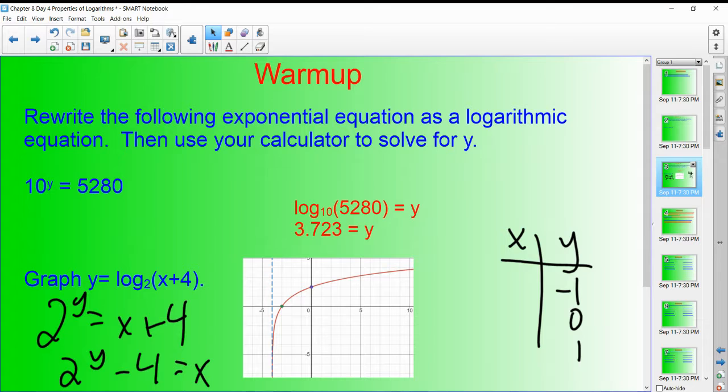So if I put in 1, 2 to the first is 2, minus 4 is -2, so I have -2, comma 1. Put in 0, 2 to the 0 is 1, minus 4 is -3. Put -1, I would get -7/2. Okay, and two of those points are nice to graph. And then the 4 tells me that I have a vertical asymptote right here.